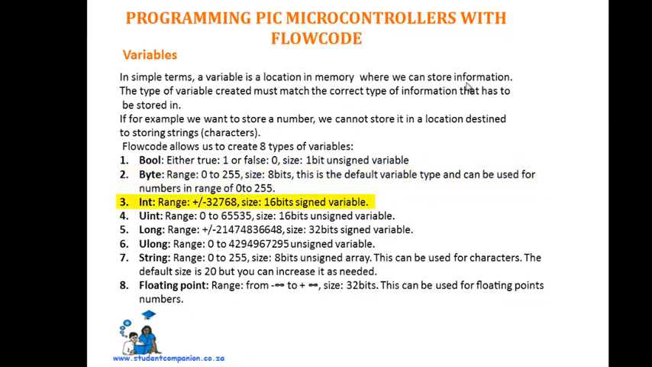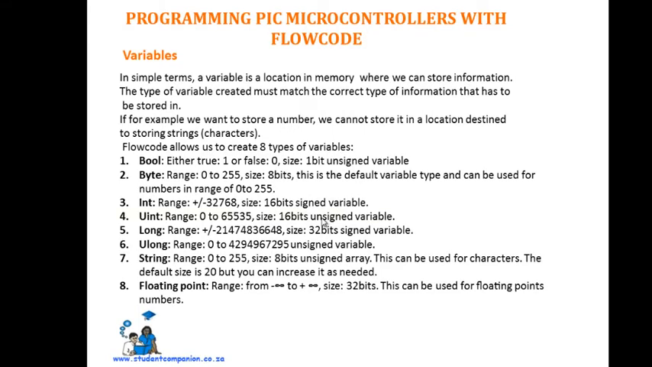An int. An int is in the range of plus or minus 32768 and is a 16-bit signed variable. A signed variable means a variable that can be either positive or negative. Unsigned int. The range is from 0 to 65535. This is a 16-bit unsigned variable. An unsigned variable is a variable that can only be positive.